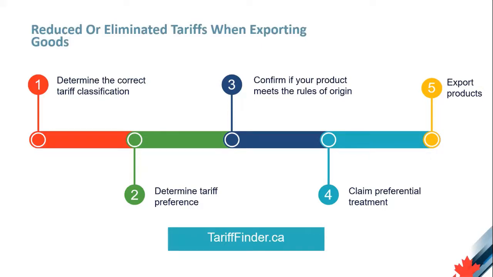Yeah. Okay, now, on that note, when we talk about predictable rules and preferential access, there are five steps that Canadian companies, Canadian small and medium-sized companies like yourselves, need to do to reduce or eliminate tariffs when exporting goods.